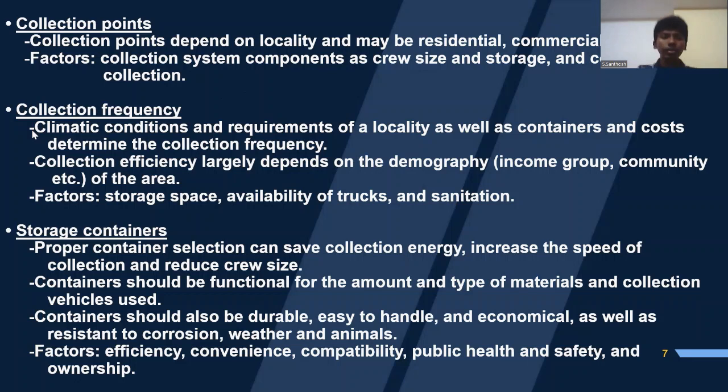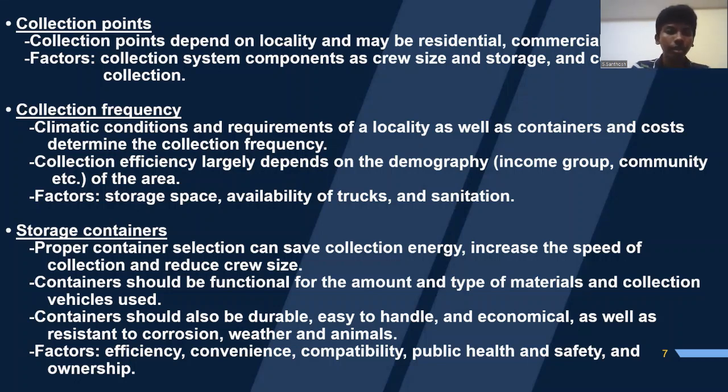So in these collection points, you'll have to take care about the crew size, that is the number of people or the crew members going for the collection of the waste, depending on whether it's a residential area or an industry. And also about the storage size, that is the truck which is going. Will it be enough to get the waste collected from the place, or do you need a bigger size truck, or how many times should you be going over there? You should see about all these things.